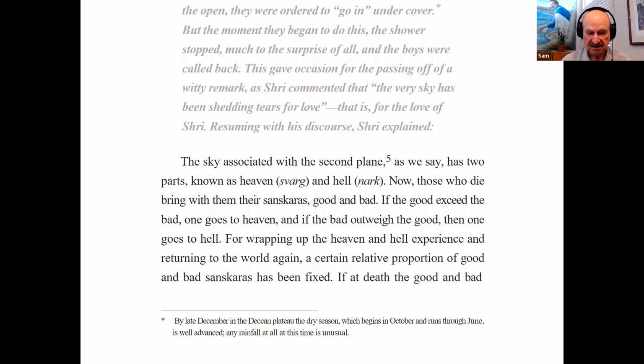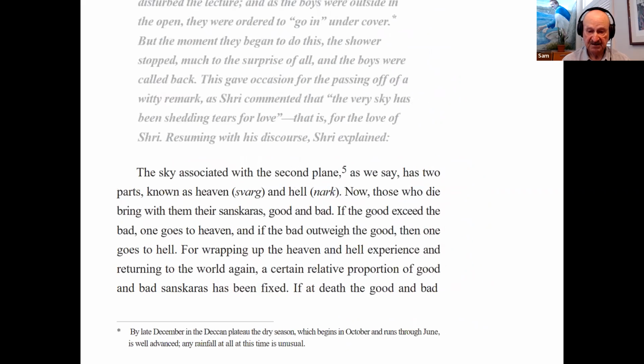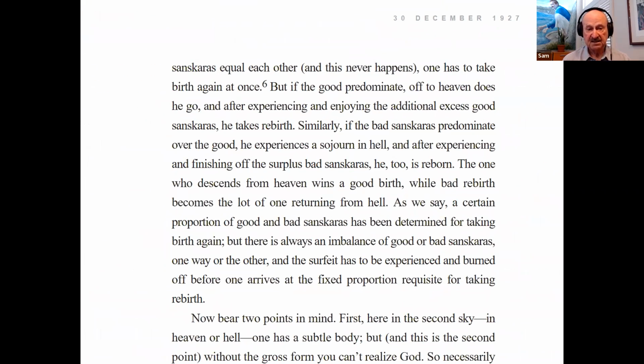For wrapping up the heaven and hell experience and returning to the world again, a certain relative proportion of good and bad sanskaras has been fixed. If at death, the good and bad sanskaras equal each other, and this never happens, one has to take birth again at once. But if the good predominate, off to heaven does he go. And after experiencing and enjoying the additional excess good sanskaras, he takes rebirth. Similarly, if the bad sanskaras predominate over the good, he experiences a sojourn in hell. And after experiencing and finishing off the surplus bad sanskaras, he too is reborn.